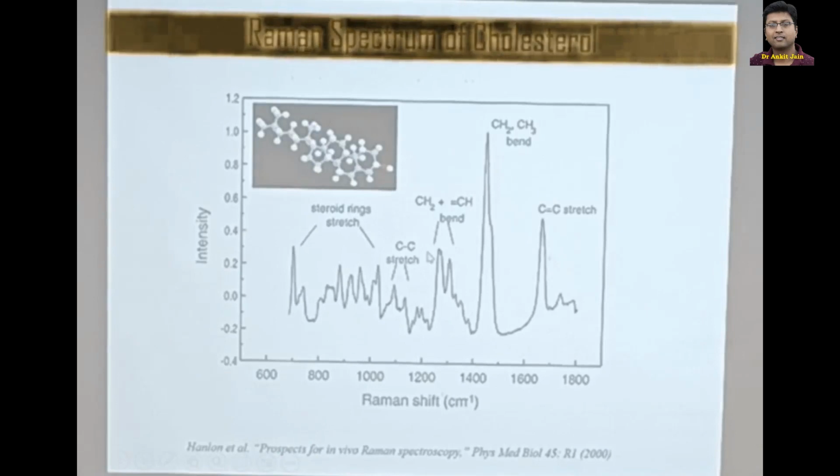We can also do Raman on cholesterol and you can see what all is seen in cholesterol. You can see different steroid rings. You can see single bond stretching modes. You can see CH and CH2 bonds, both bending modes. You can see CH2 bends, CH3 bends, and the C double bond C stretching mode. So you can see different modes that are fingerprints of C double bond C and CH2. The locations of these peaks are fingerprints for a molecule, and you can work backward and find out how the geometry or the structure of the molecule will look.